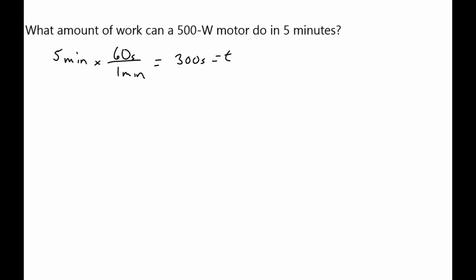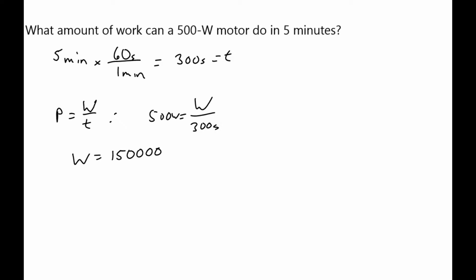And what equation are we going to use here? I like to start you out with a nice easy one. So we've got 500 watts equals work over 300 seconds. And what is the total amount of work done by that motor in 5 minutes? 150,000. And that is joules.